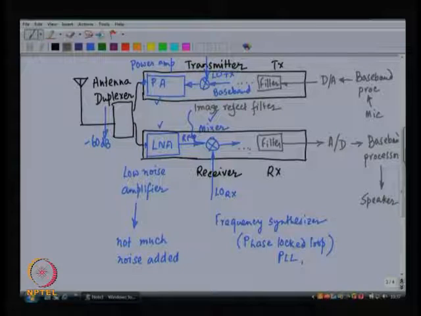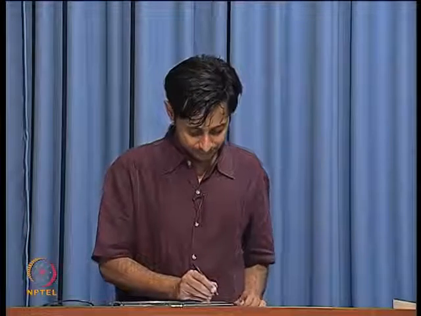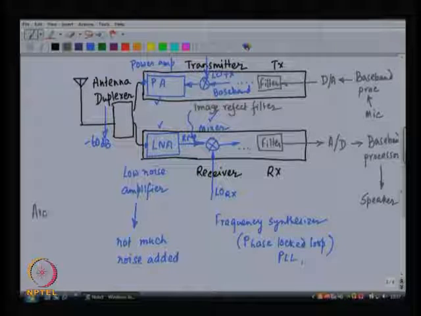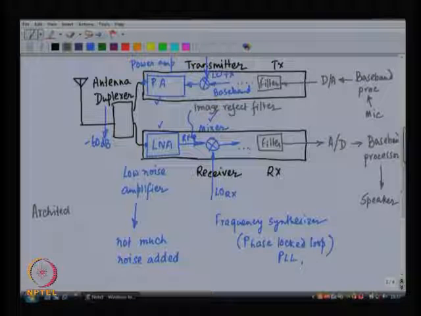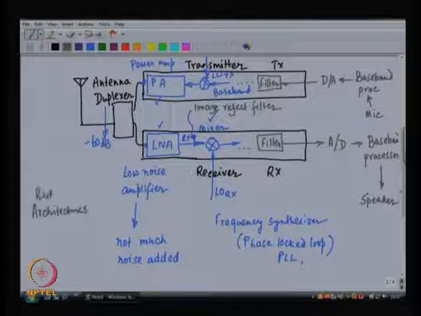Now, I am omitting a lot of details. All of these details depend on what is the precise architecture of the radio that we are talking about. Is it a heterodyne receiver? Is it a super heterodyne receiver? Is it a homodyne receiver? So, depending on all of these different scenarios, the architecture keeps changing. So, we are going to talk about commonly used architectures of radios in this course.